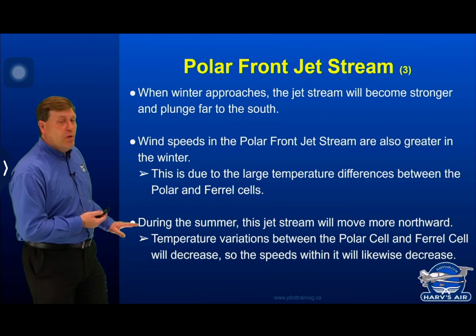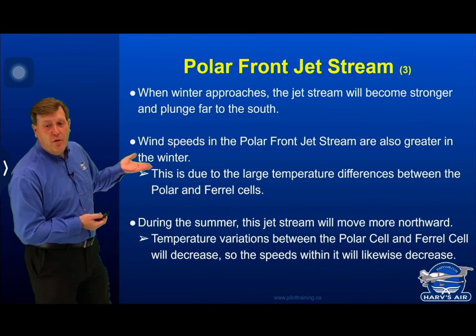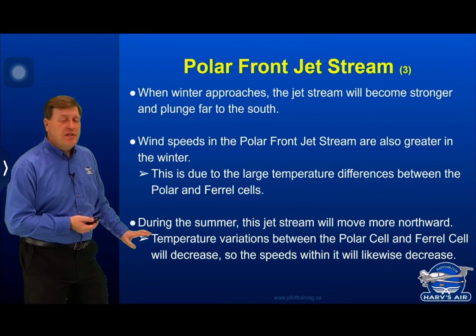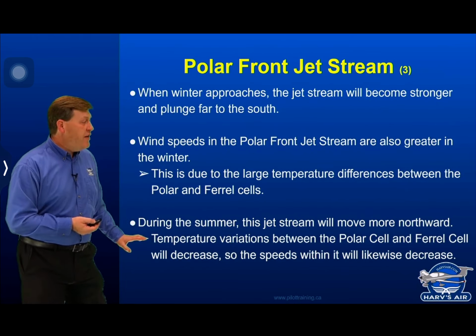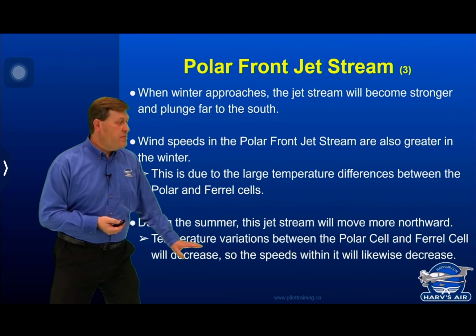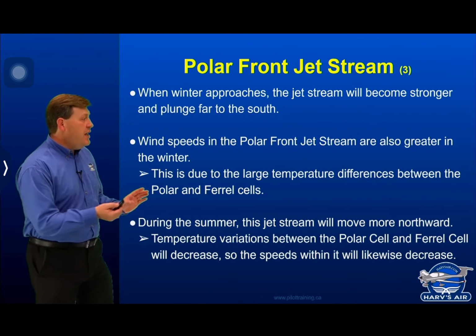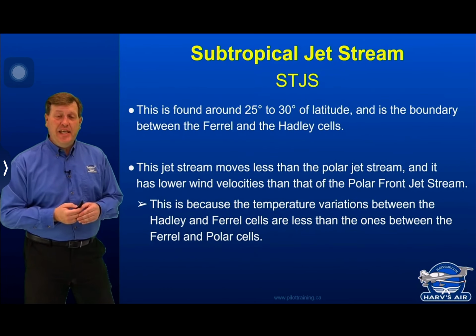During the summer, the polar front jet stream will move northward. Remember, this is because temperature variations between the polar cell and Ferrel cell will decrease. So the speeds within this jet stream will also decrease. Again, I'll talk about this in great detail in the section on jet streams.